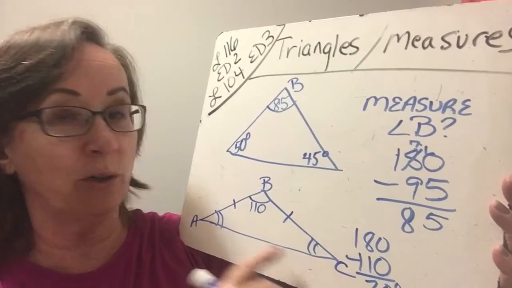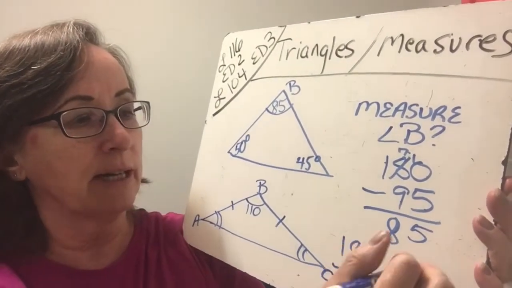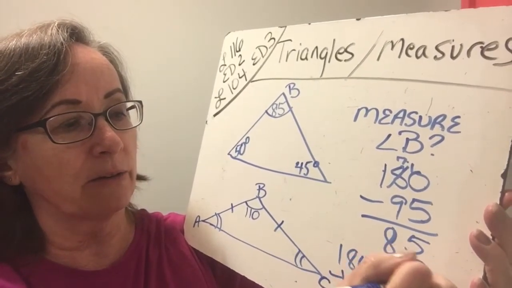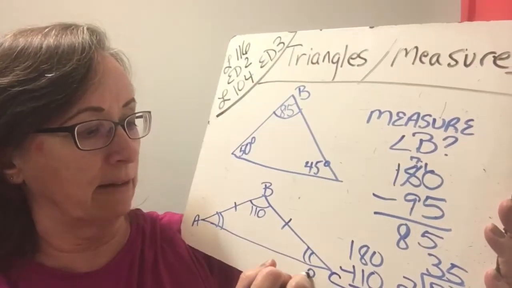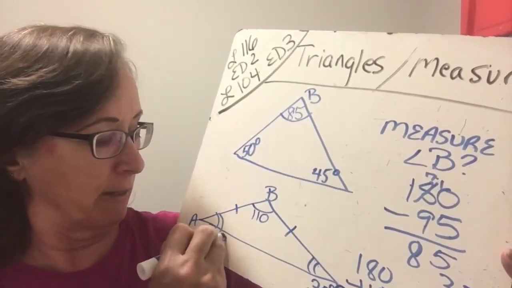But we have two equal angles to split the 70 degrees into. So 70 divided by 2 is 35 degrees. So this angle is 35 degrees, and this angle is 35 degrees.